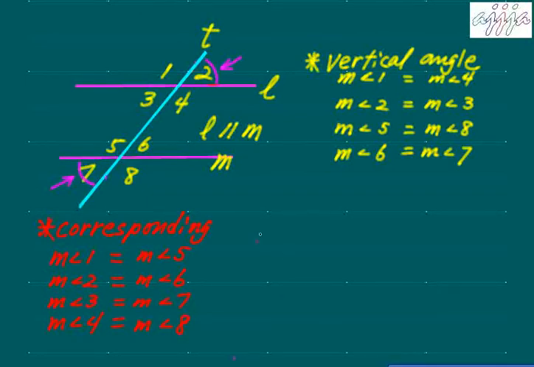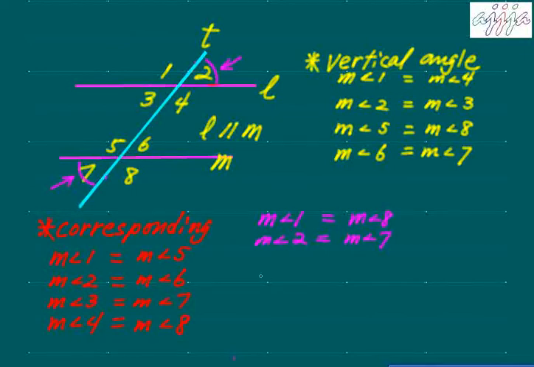So, measurement of angle number two and measurement of angle number seven are equal. That's right. So, what about measurement of angle one? See, one right here. Okay, then eight. That's right. So, measurement of angle one and angle eight are equal.